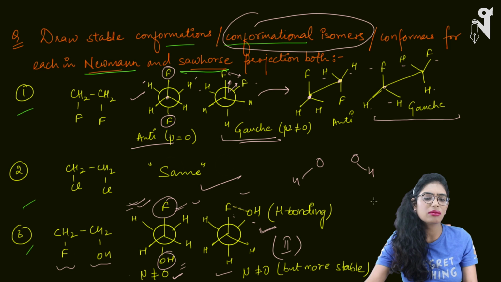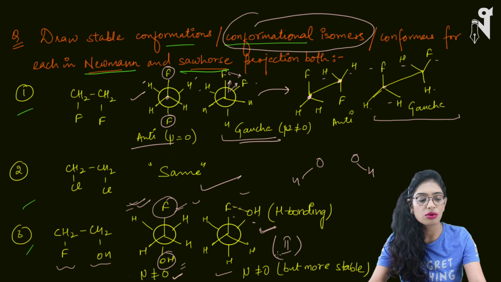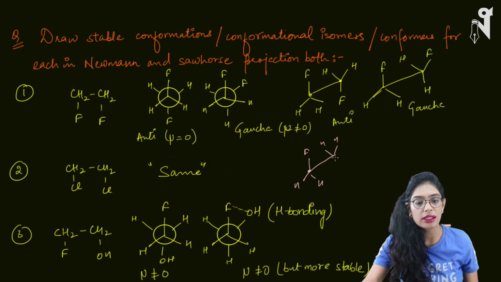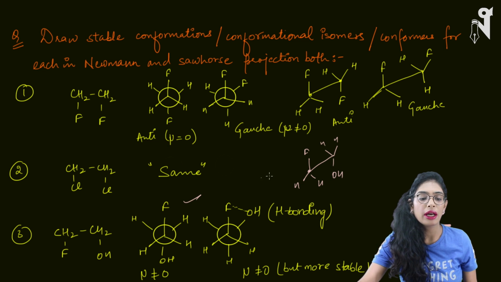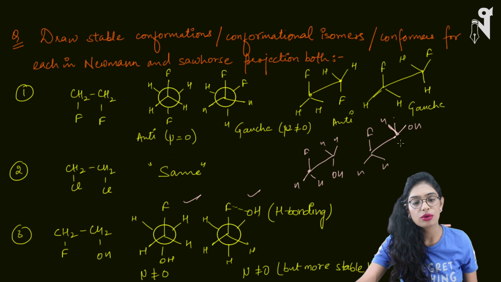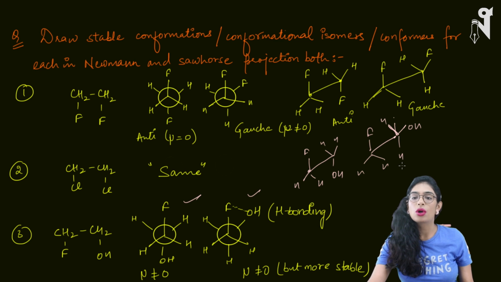Gauche, I have not drawn. I was expecting that gauche is something which you know how to draw. If you want me to draw it, I can draw it very quickly over here. So this is your fluorine, hydrogen, hydrogen, and then hydrogen, hydrogen, OH. That's how you have to write for this molecule. And for this, you have to write it as fluorine here, hydrogen, hydrogen, then OH, hydrogen, and hydrogen. So this is going to be my Sawhorse projection.